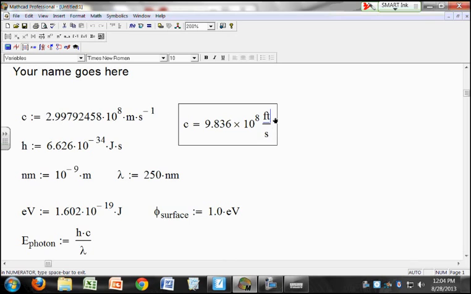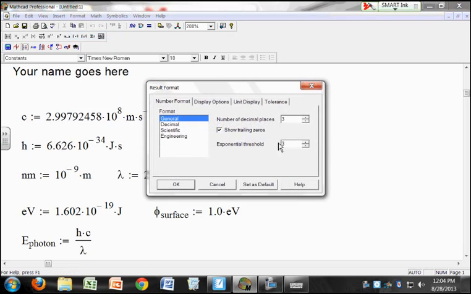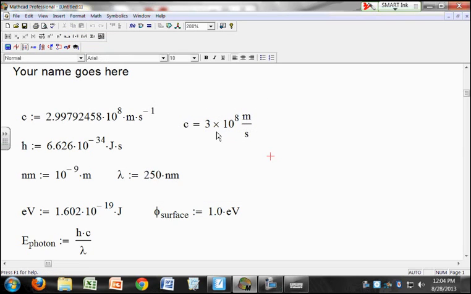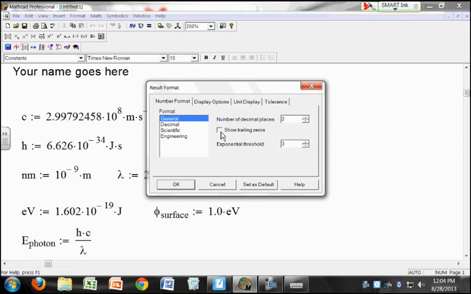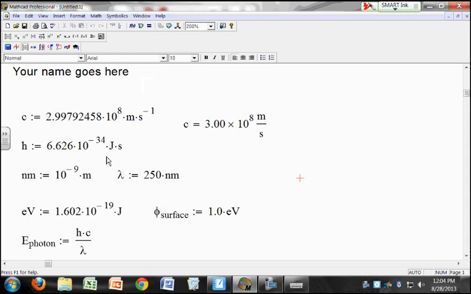Now, let's put this back in meters per second. Let's say I wanted to show just 2 decimal places. If I don't show trailing zeros, it will show 3 times 10 to the 8. Why is that? 2 decimal places would be 3.00, but it's not showing the trailing zeros. So if I want to insist on those 2 decimal places, even if they're zeros, I have to show trailing zeros right there.